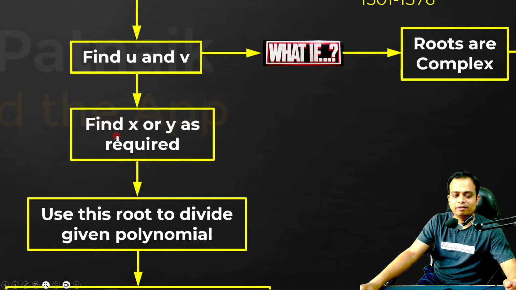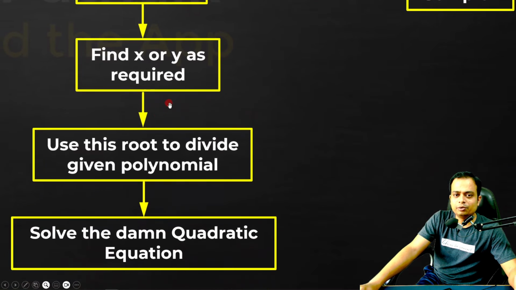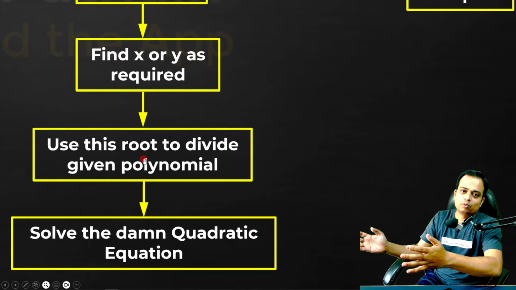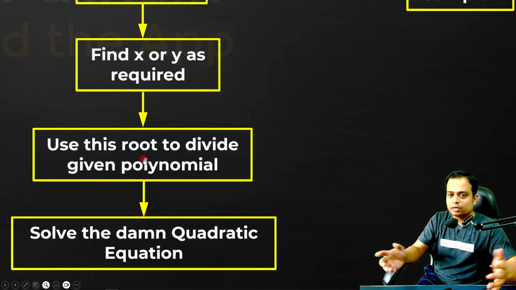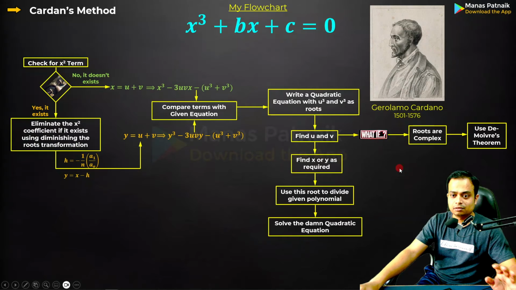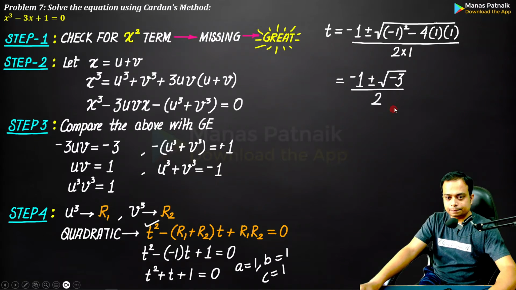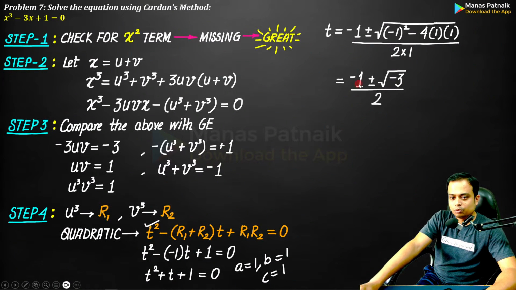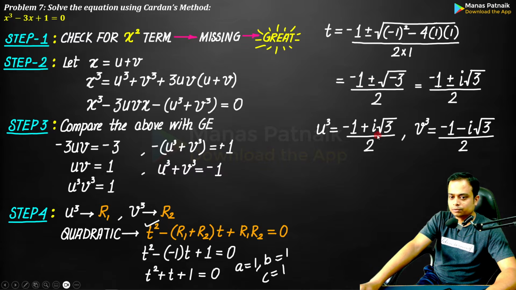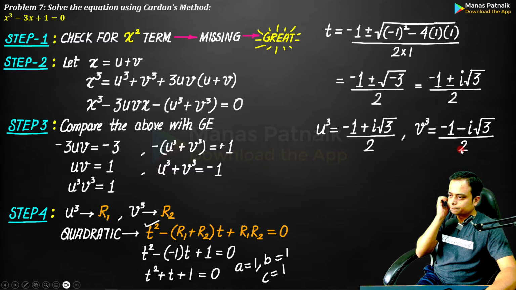You need to calculate the value of either x or y as per the problem, and then you divide the polynomial. You again get a quadratic equation, you solve it, and the remaining two roots are found very, very easily. This is slightly different. What happens if the roots are complex? Okay, so let me demonstrate how to deal with such questions. That means u cube is equal to a positive value, and similar is the case with v cube. Okay, these are conjugate pairs.